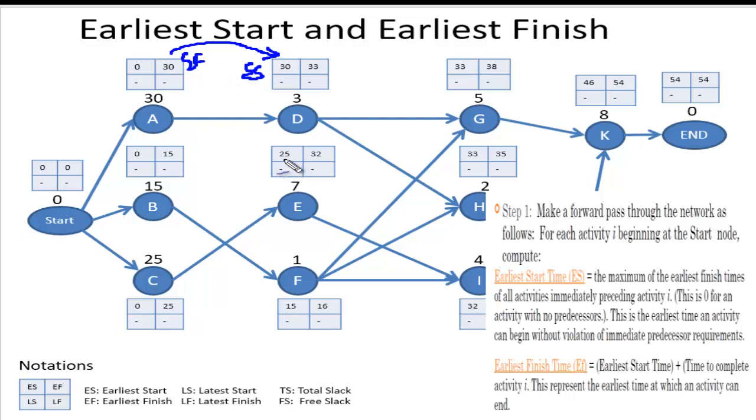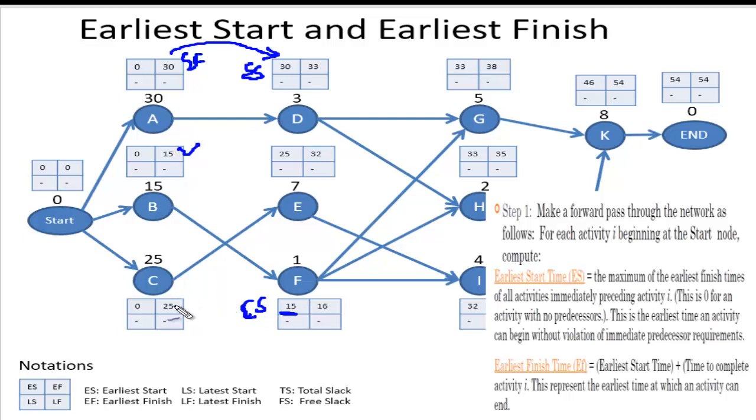So the early start time of this is 25, because we have to see why it is 25. Oh yes, it's coming from here, not from here, sorry. So the earliest start time of this is whatever the earliest finish time of it is, that's 25. For F, the earliest start time will be the earliest finish time of B. That is 15. So it is 15 here.